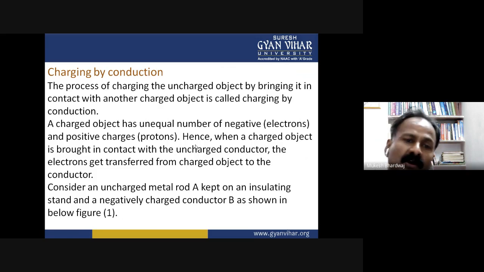A charged object has an unequal number of negative charges, electrons, and positive charges, protons. Hence, when a charged object is brought in contact with an uncharged conductor, the electrons get transferred from the charged object to the conductor.